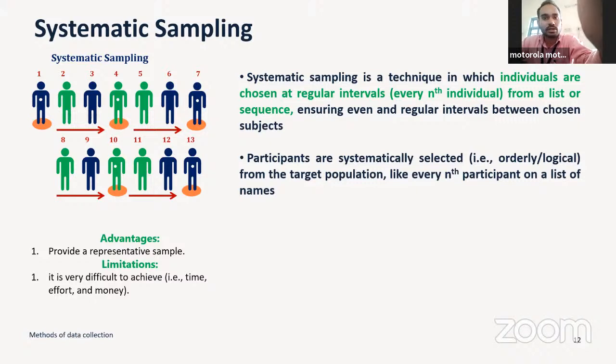Even though it is systematic random sampling, here the criterion is to select with a fixed or regular interval. The advantage is it provides a representative sample. The limitation is it is very difficult to achieve and requires time, effort and money. Next slide, sir.